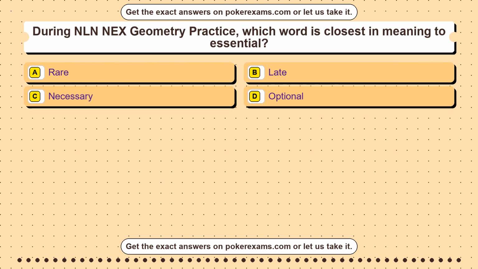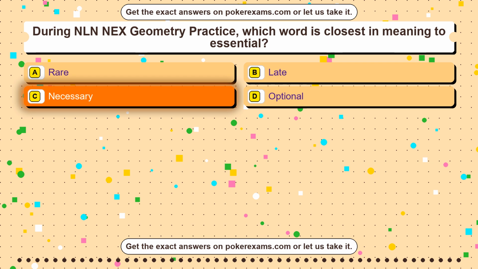Question 31. During Get Geography Practice, which number is the median of 2, 5, 9, 10, 14? Option A, 10. Option B, 14. Option C, 5. Option D, 9. The correct answer is option C.